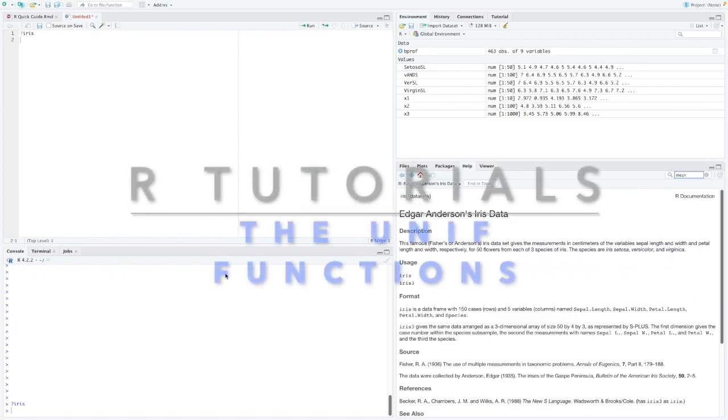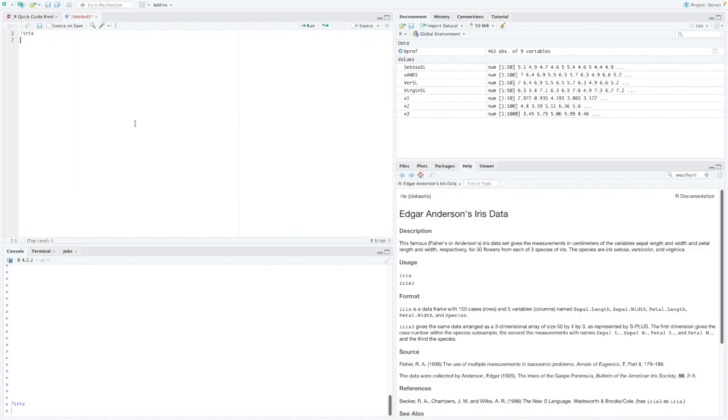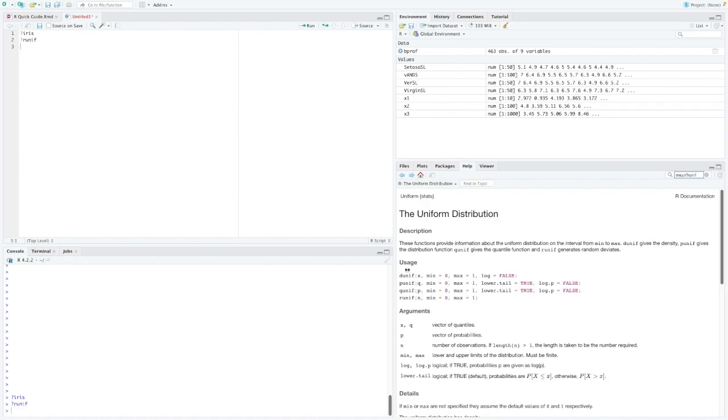To talk about uniform data and how to randomly generate uniform data. So let's type in our unit. That's the one we're going to be using the most. All right, so this is the uniform distribution.